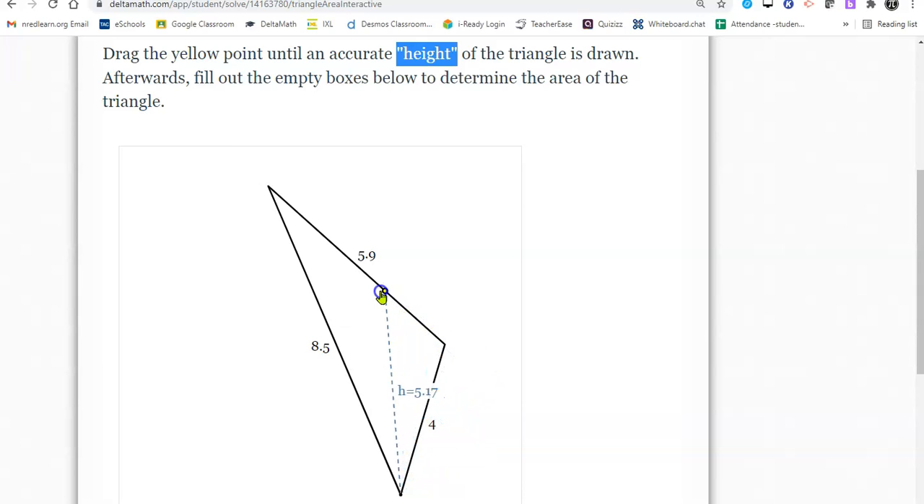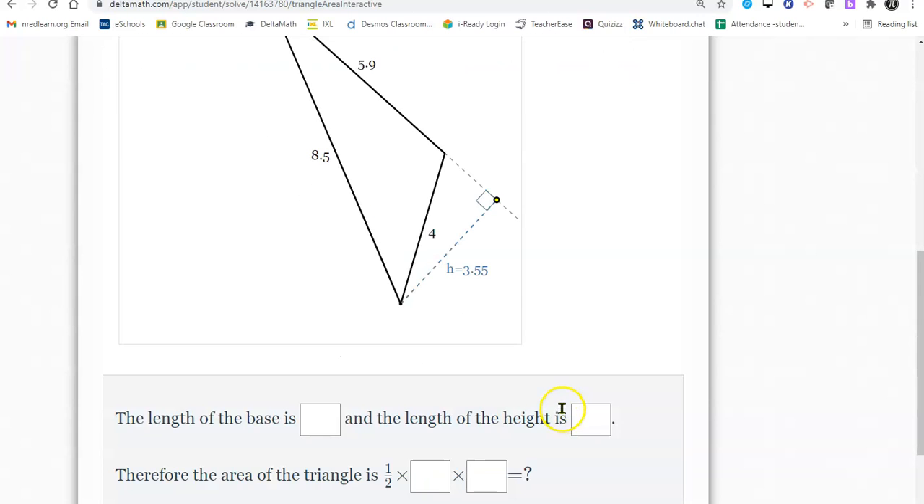Even if it's not inside the triangle, you slide it until you get a 90-degree angle. It will snap into place as you're moving it with your mouse. If you move too far, you can go back. But that 90-degree box appears here. This is the height from a base perpendicularly, right, 90-degree angle, to how high up the triangle measures, 3.55.